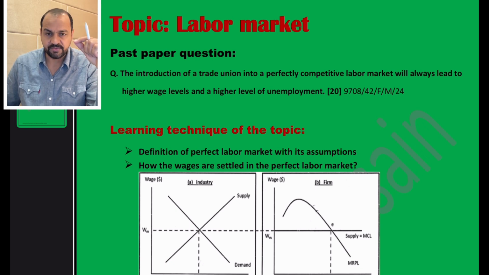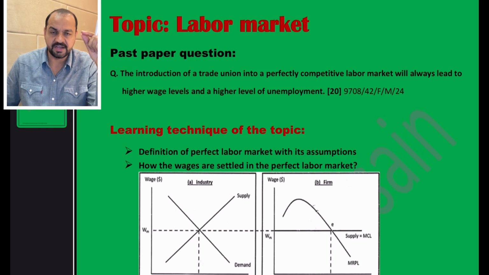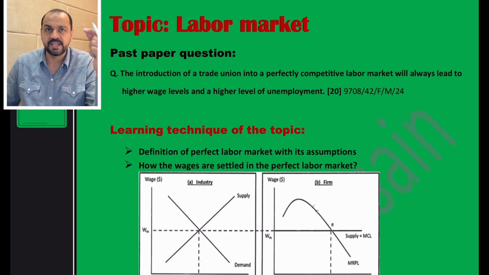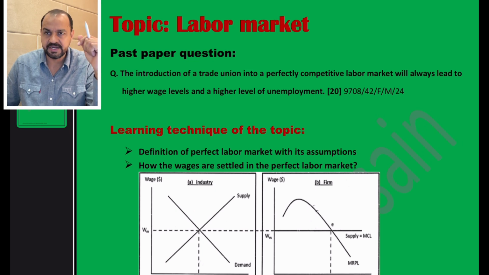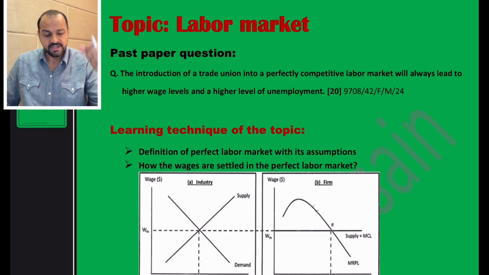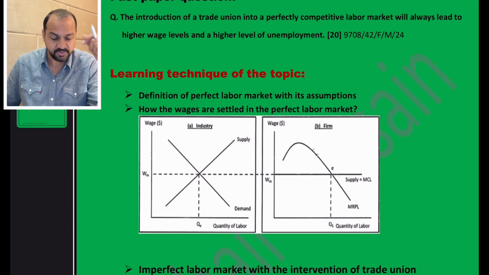So from the learning technique point of view, the first point you must consider is to make the concept, that is, the definition of the perfect labor market with its assumptions, right? The perfect labor market is the market where wages are settled through the forces of supply and demand. Its assumptions are that labor is homogeneous, there is perfect knowledge, and no government intervention in the settlement of wages, etc. And a very important point: the firms are wage takers.